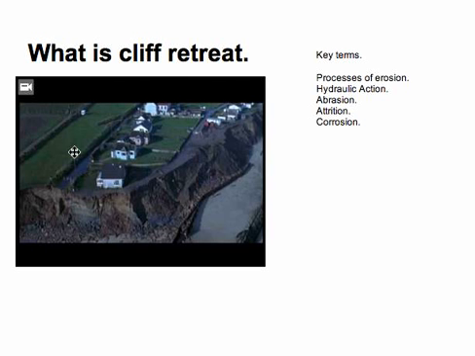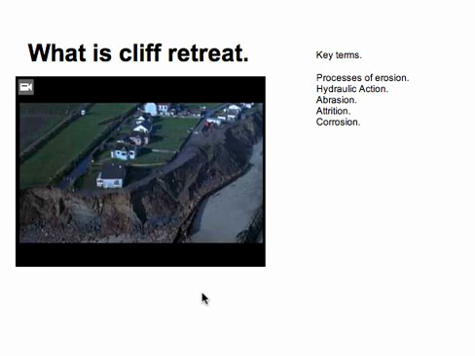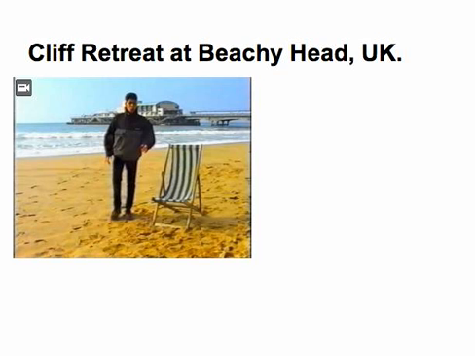So have a watch of this video and you will see that first of all these are the four things that students would first of all talk about. They are the processes of erosion: hydraulic action, abrasion, attrition, and corrosion. Corrosion with an O. But do remember, when you watch the video, it's not just the processes of erosion that cause the cliffs to retreat. There are other things going on as well.